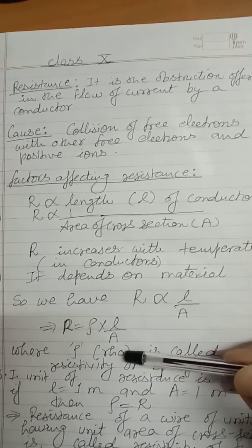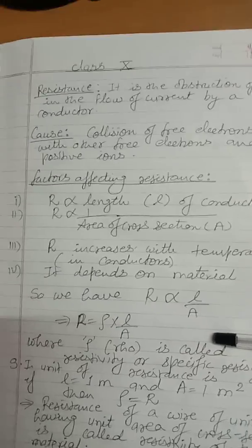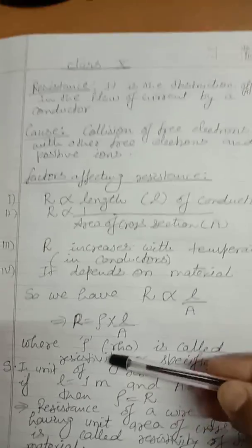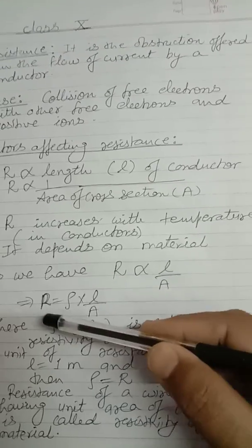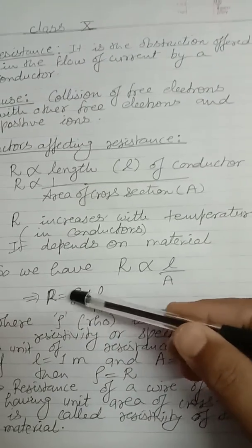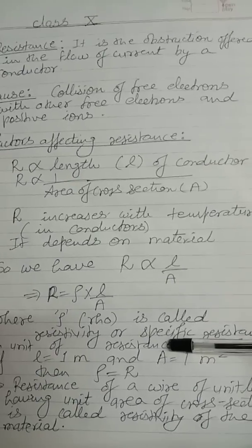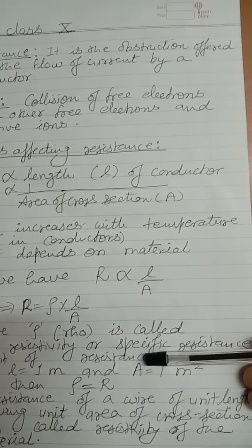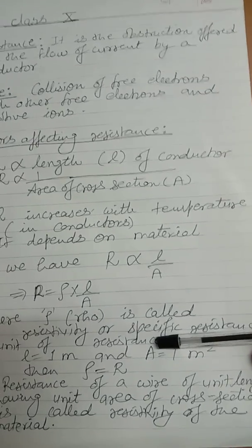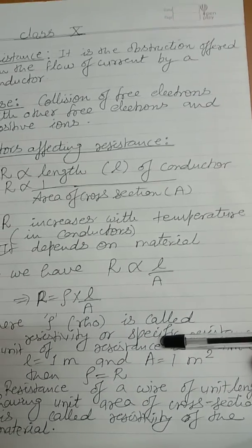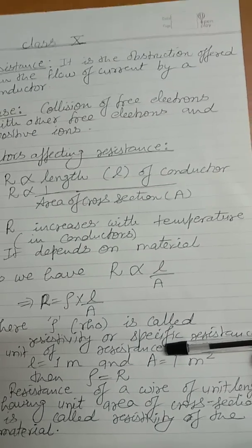Pronunciation is RHO, rho. Now if we take L equal to 1 meter and area of cross section as 1 meter square, then R is equal to rho. So the definition of resistivity is: the resistance of a wire of length 1 meter having unit area of cross section is called the resistivity of that material. Another name for resistivity is specific resistance.